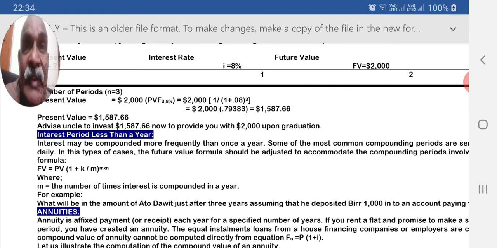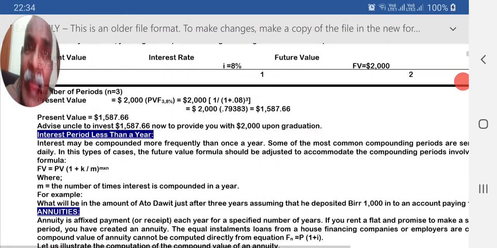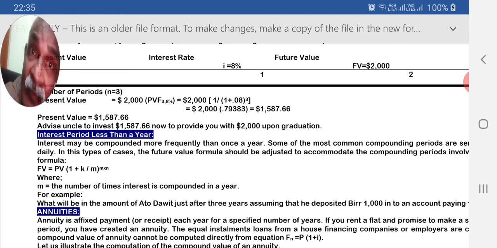The normal formula is future value is equal to present value multiplied by 1 plus k to the power n. But here the formula is future value is equal to present value multiplied by 1 plus k or I divided by m. M means the number of times. If compounded annually, m is equal to 1.